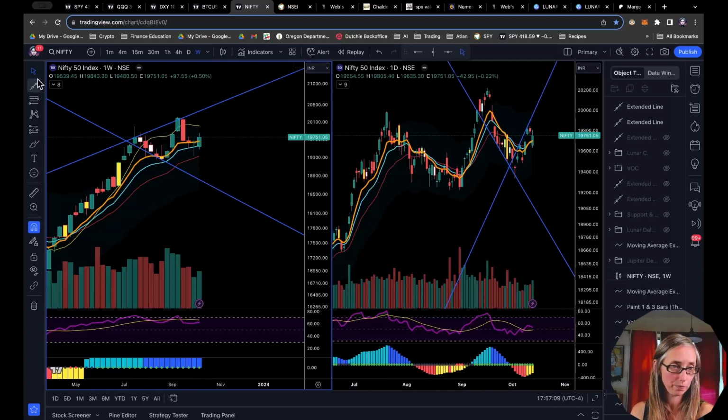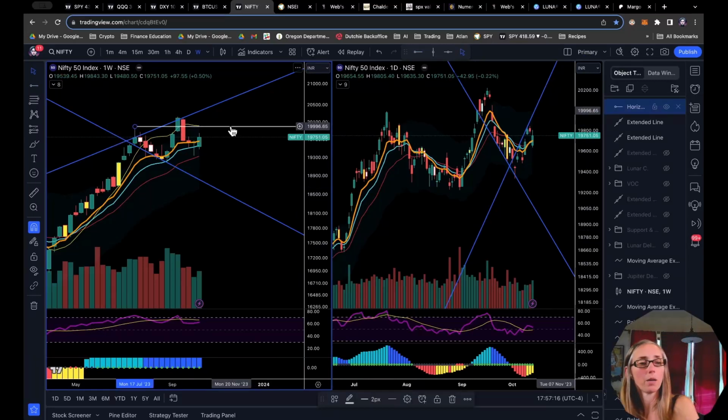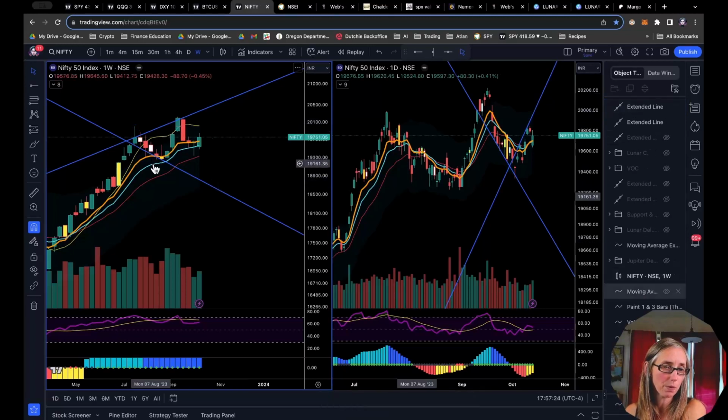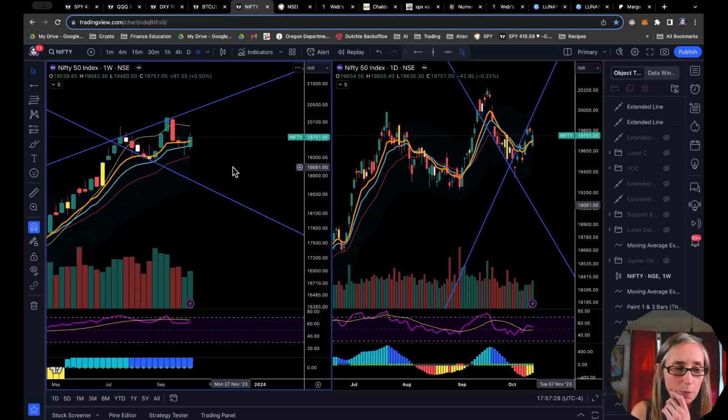Maybe we top out somewhere around here, 19,990. And then we would come back down. And I do think it's possible that we have a lower side target here in this broadening formation. However, it's also possible that we hit the top of the broadening formation before we do that. So we just want to keep that in mind.